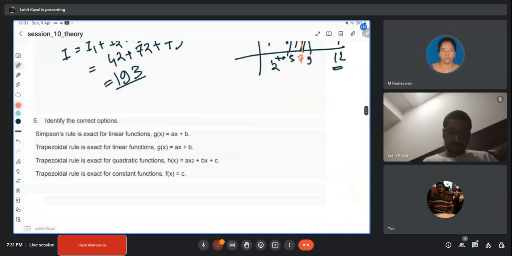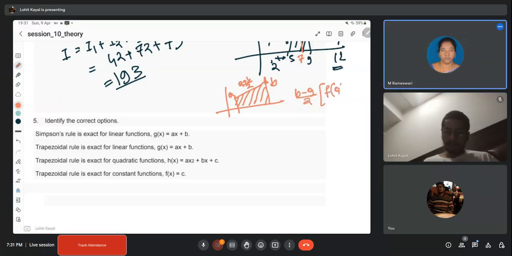Suppose you have 3 points. Here you have a, a plus b by 2, and b. Now suppose you are first trying to find the integration from a to b using the trapezoidal rule. So what will be the formula? B minus a over 2 will be f of a plus f of b.